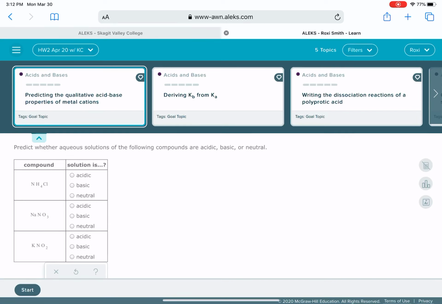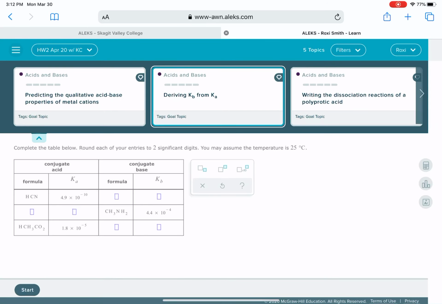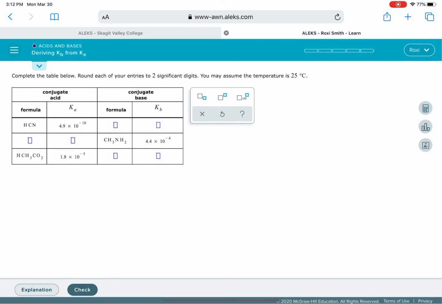So you are now ready for 2 ALEKS problems out of homework number 2. First one I'm going to look at with you is this problem, deriving KB from KA. And this is like the content in section 16.8.